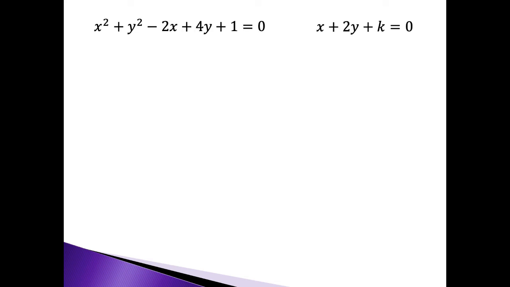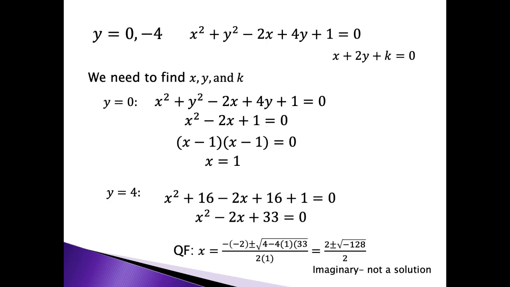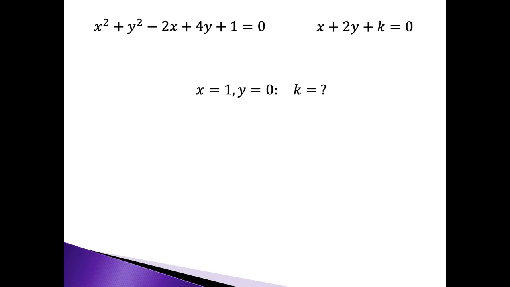So we're going to only work with the x equals 1 solution, the equation of the circle, and the equation of the line. So we have x squared plus y squared minus 2x plus 4y plus 1 equals 0, and x plus 2y plus k equals 0, with x equals 1, y equals 0. So what's k? We have x plus 2y plus k equals 0. Using x and y, we have 1 plus 2 times 0 plus k equals 0. So k equals negative 1.